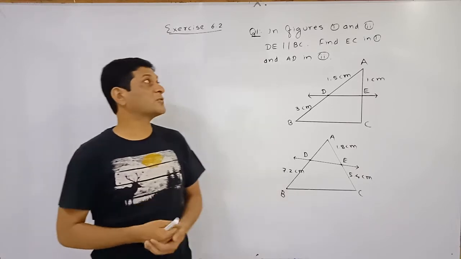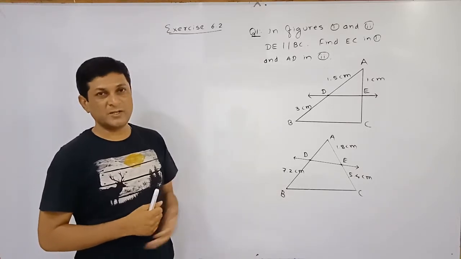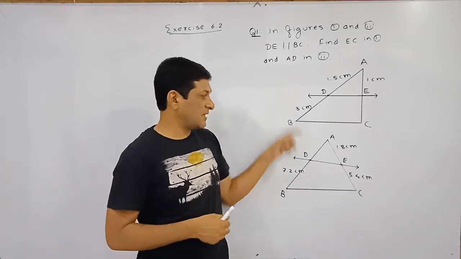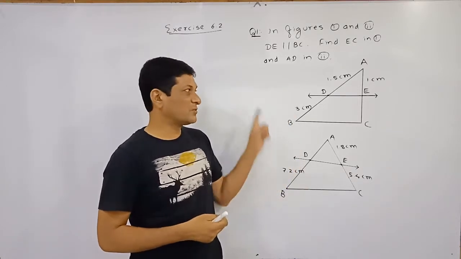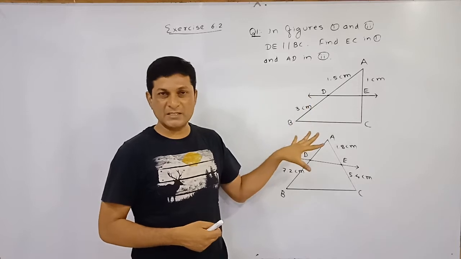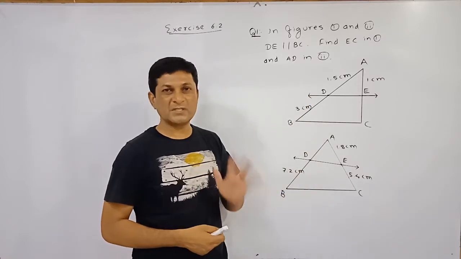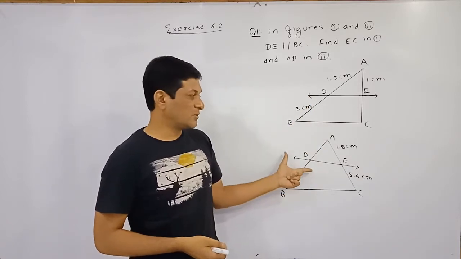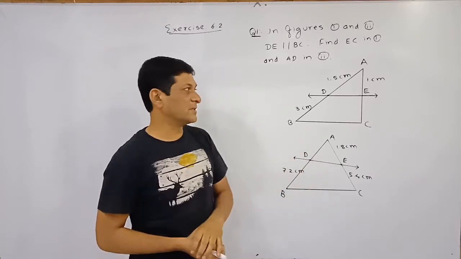So now let us try to solve the example from exercise 6.2. In question number first, two examples are given to us. So we are solving here example number first, and second example we have to solve using same method. So you have to complete this example yourself.